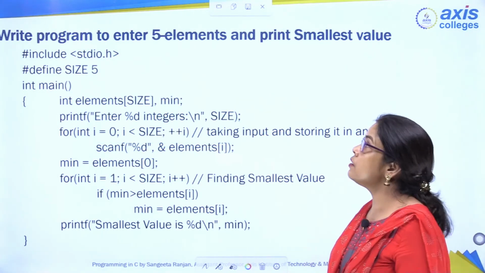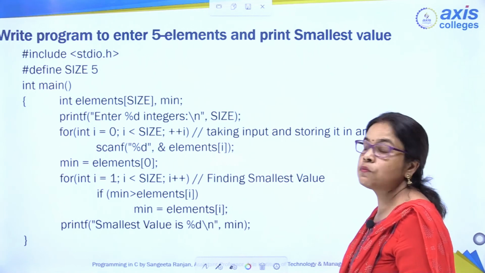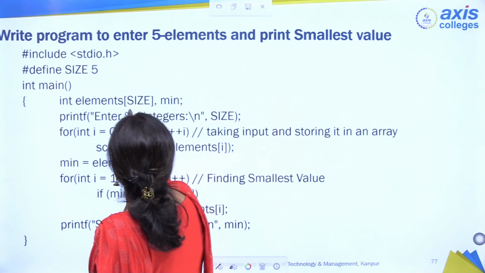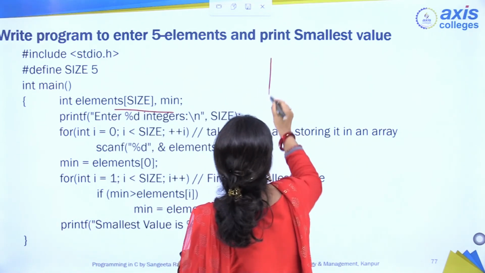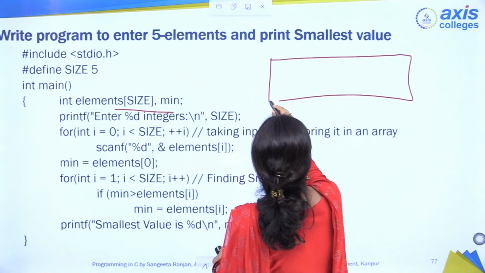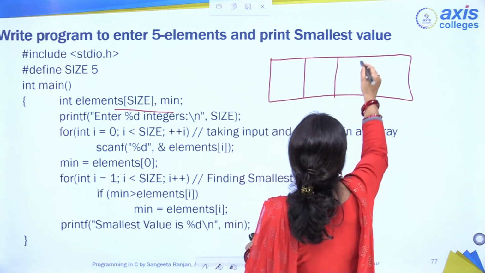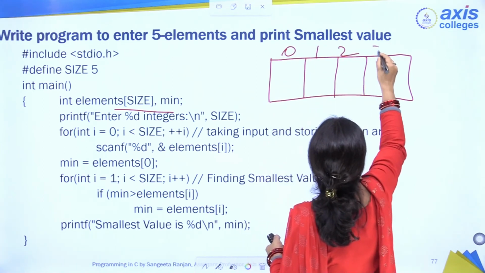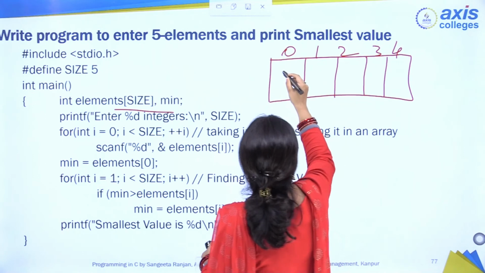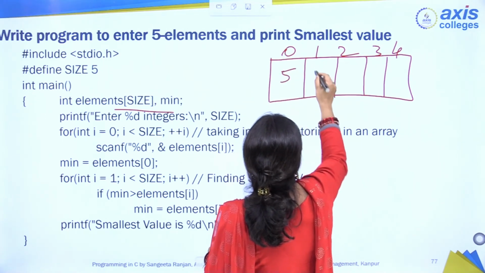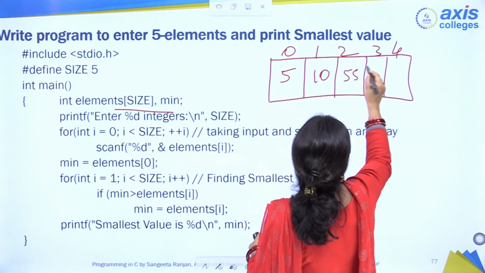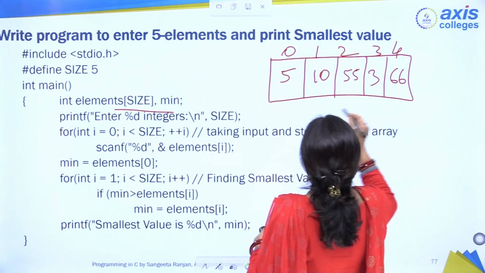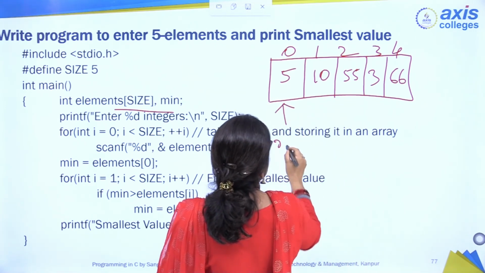Here is the program to enter 5 elements and take out the smallest value from the array. The same logic is applied here. First of all, we have to take the array. The subscripts are like this: 0, 1, 2, 3 and 4, because the size of the array is 5. If we have given here 5, 10, 55, 3 and 66, this one is the minimum.